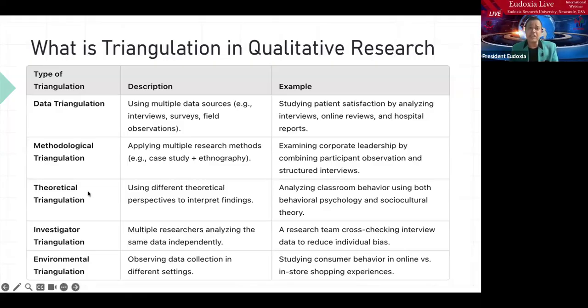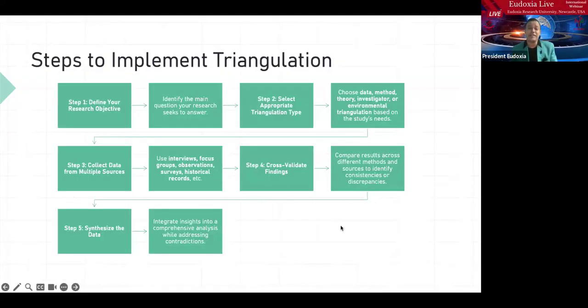Then thereafter, you see the theoretical triangulation. You have to understand that we use different theoretical perspectives to interpret the findings of our results, of our data. Investigator: multiple researchers analyze the same data independently or dependently. So we can use that one. Environmental triangulation: observe the data in different settings.